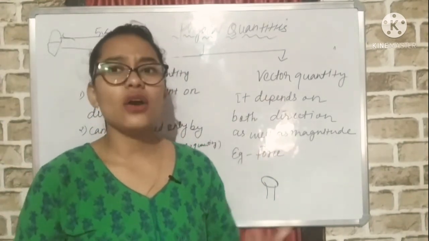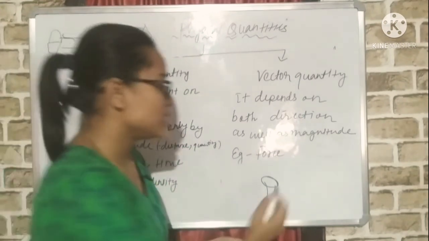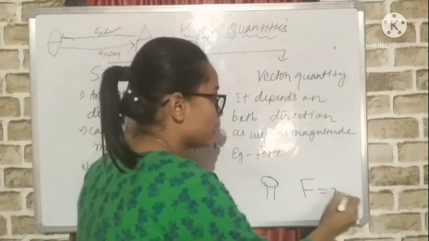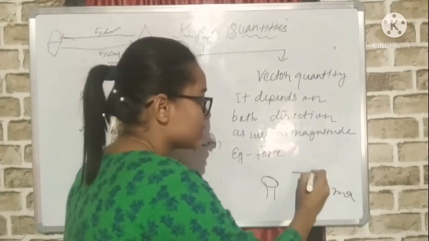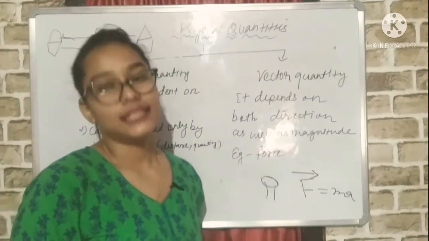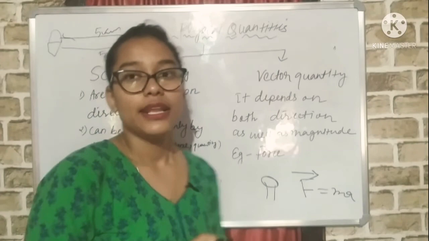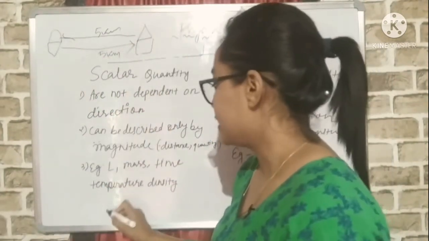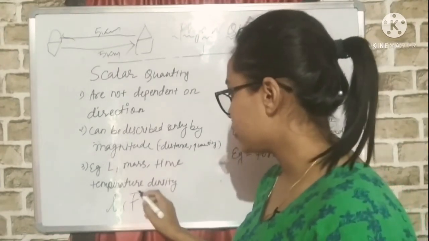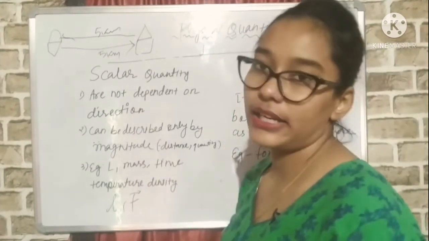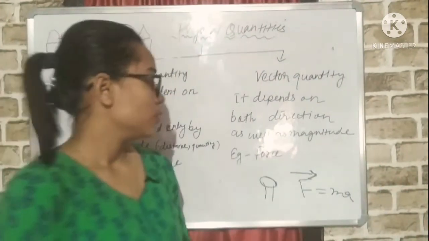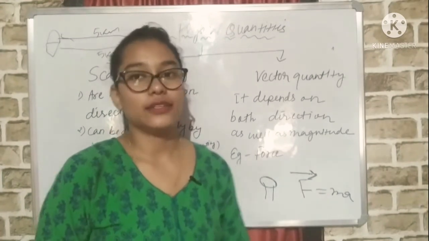Now whenever we write a vector quantity, suppose force, when we write force equals ma, then we write this arrow. Why do we write this arrow? Because this arrow indicates the direction. Is it clear? Now, while writing, suppose length, we write only l. Suppose time, we write only t. We never put an arrow there, right? Because they are independent of direction. On the other hand, whenever we write any vector quantity, we put this arrow over the symbol.